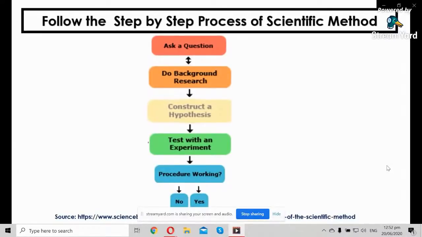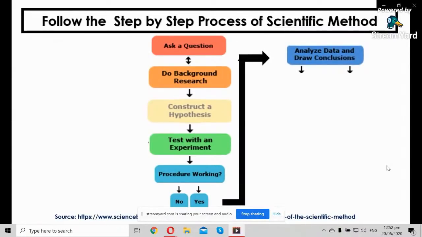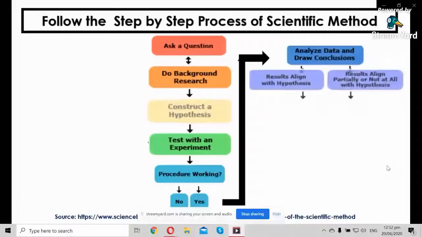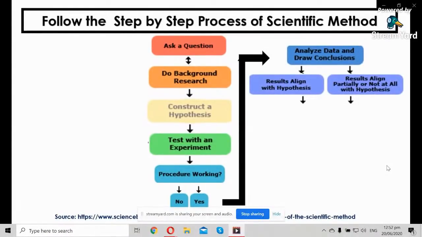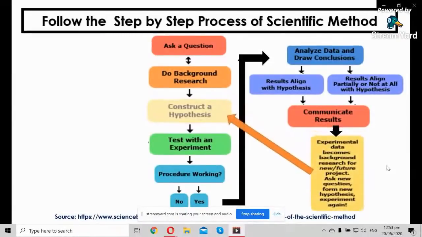If it's a yes, we proceed to the fifth step. What is the fifth step? Correct. Analyze data and conclusions. In analyzing data and conclusions, our results will align to the hypothesis or not at all, or maybe partially. But after we analyze and draw conclusions, what is the last step of scientific method? Very good. We communicate results. And of course, by communicating results, our experimental data becomes our background research for new or future projects. Ask new questions, form new hypotheses, and experiment again. You can do the whole process over and over.